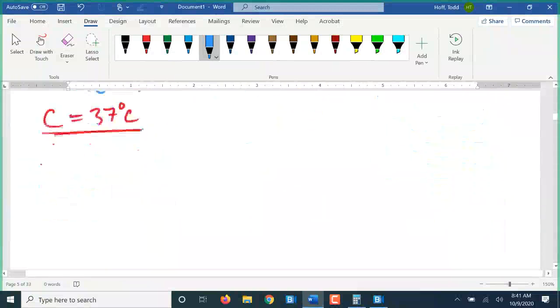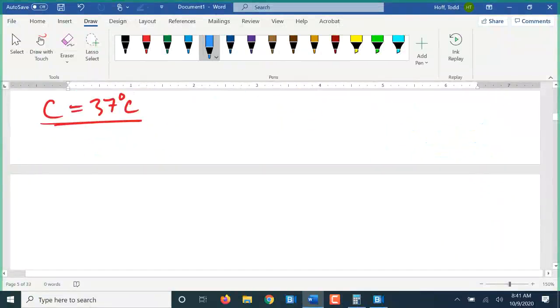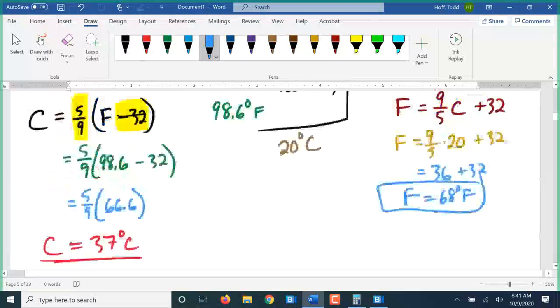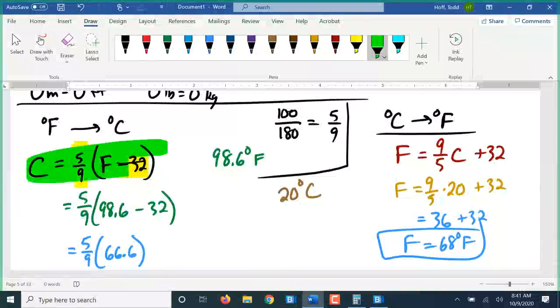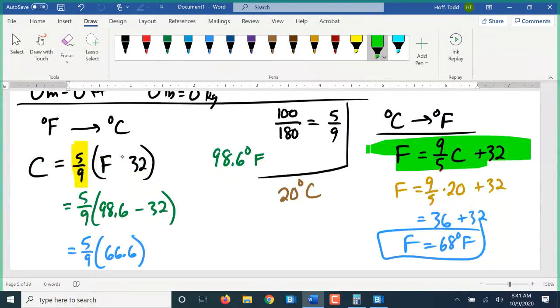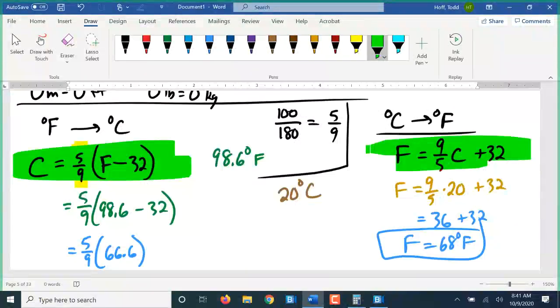So the conversions for temperature, we have to use those formulas. If you don't have them down, I'll go back here so you can get them down. Oh, come on now. So you can get those formulas down in your notes. The only way we can convert from one temperature to another is using those formulas. Or some sort of a slide rule.